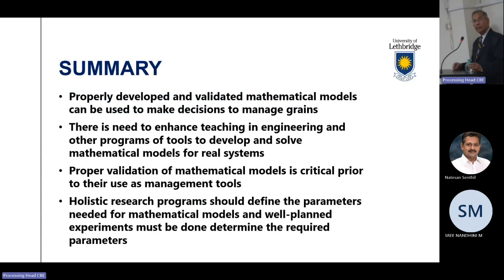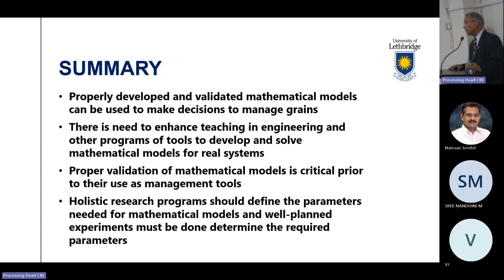So in summary, properly developed and validated mathematical models can be used to make decisions to manage grains. There is a need to enhance teaching in engineering and other programs of tools to develop and solve mathematical models. I know a lot of times students get scared of the mathematical courses, but to me, as in the one or two slides at the beginning I showed you, the mathematical models are ubiquitous. They could be used for understanding any phenomena.